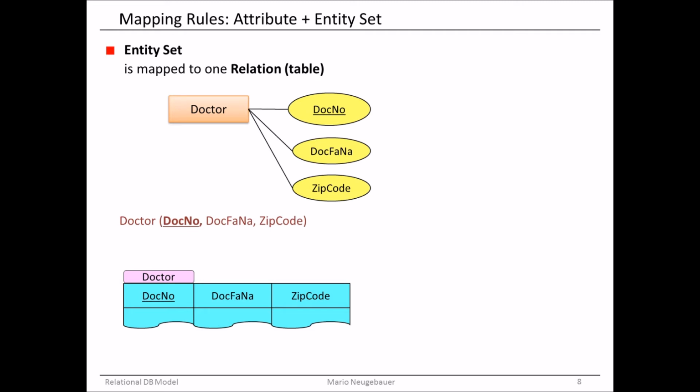So that's basically mapping the entity set to the table. And you can also refer to the relation in a text style, like you can see here. You have the doctor table, and in this doctor table you have the doctor number as the primary key, which you underline, you have the doctor family name as an attribute, and you have the zip code as an attribute. So you can save the graphical notation and just write it down in the textual notation.